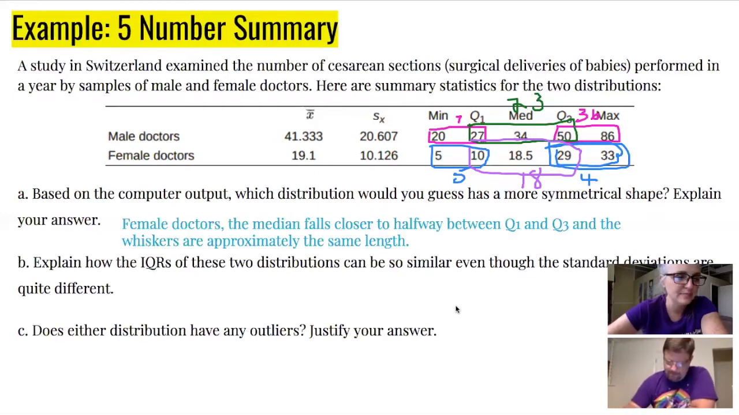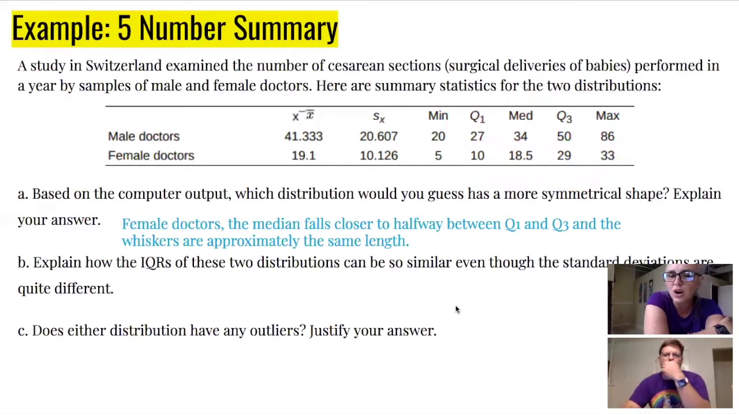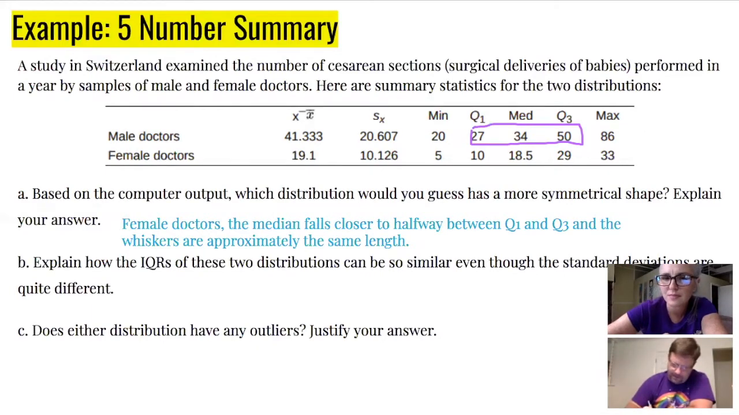We agreed on that. All right, B says, explain the IQRs of these two distributions, or explain how they can be so similar, even though the standard deviations are quite different. So what's the IQR, Mr. Bobby, of the males? That was 23, right? We had it a minute ago. Yeah, this one. And that's what he just did, Q3 minus Q1. And then I'm going to do 29 minus 10, which is 19 for the females. How about 9? No. 29 minus 10 is 19. You're right.